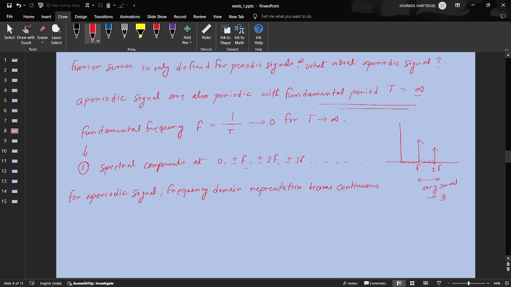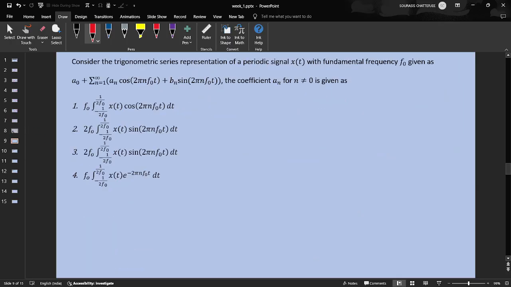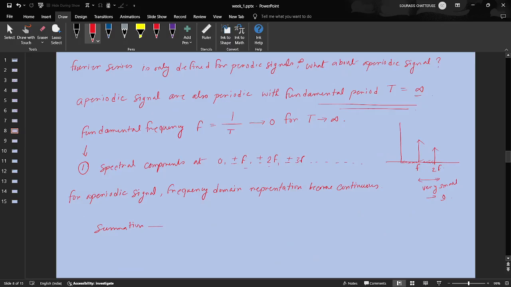Now it becomes continuous. So that is where the concept of Fourier series starts to fall out. So now let me point out one thing: the summation that you have in the Fourier series expression is a summation over spectral components at integer harmonics of the fundamental frequency. Now for an aperiodic signal, what is happening is that summation tends to integration.